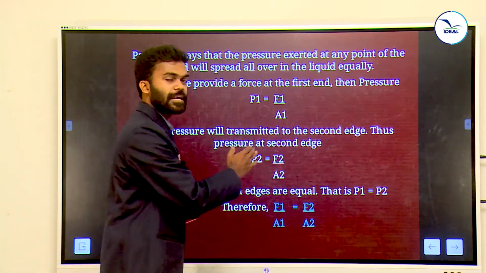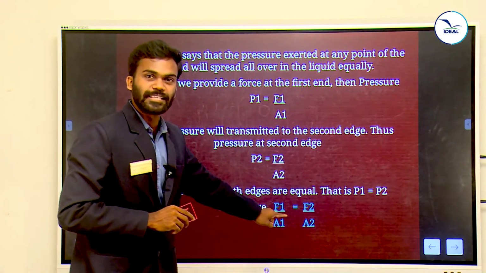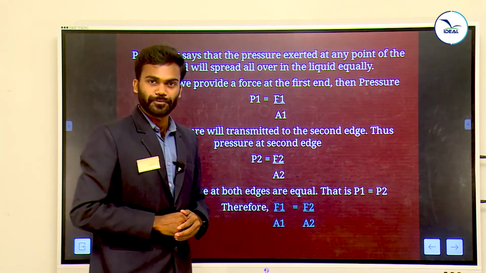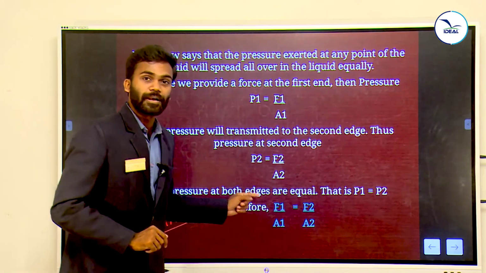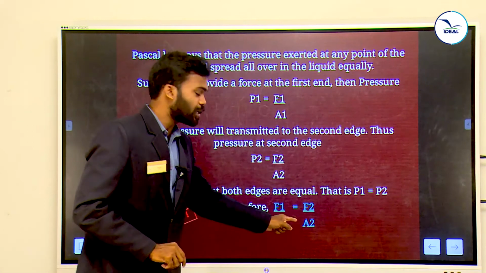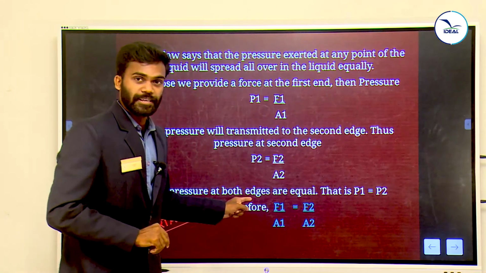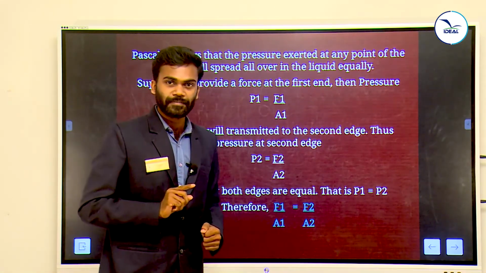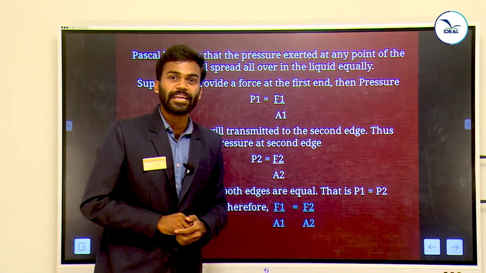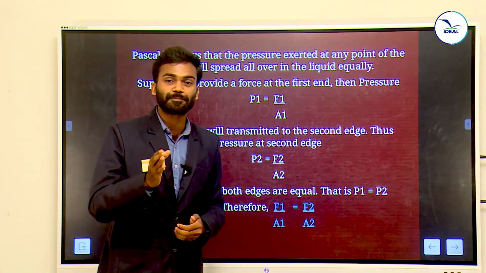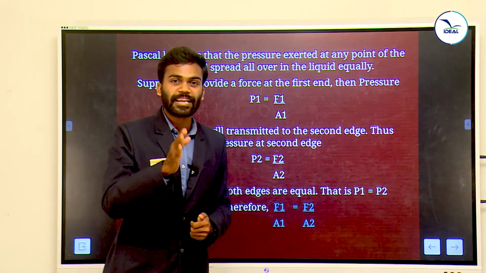That means the right hand side is also equal. That is F1 divided by A1 is equal to F2 divided by A2. Once again, it is an important equation from this part: F1 divided by A1 is equal to F2 divided by A2. We have to remember the terms. F1 is the force applied at the first end, A1 is the area of first end, F2 is the force experienced at the second end, and A2 is the area of second end.